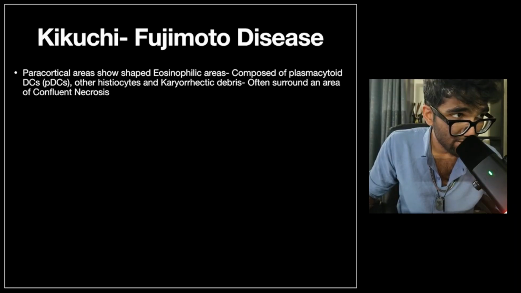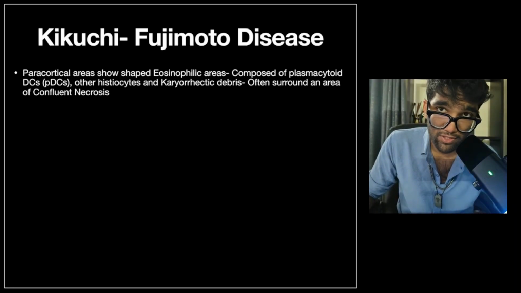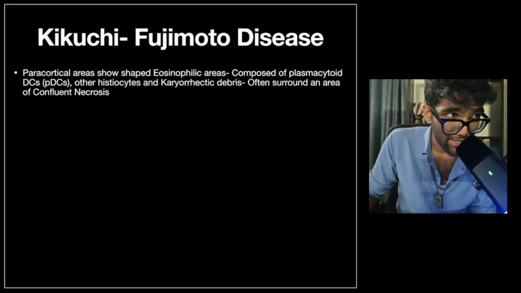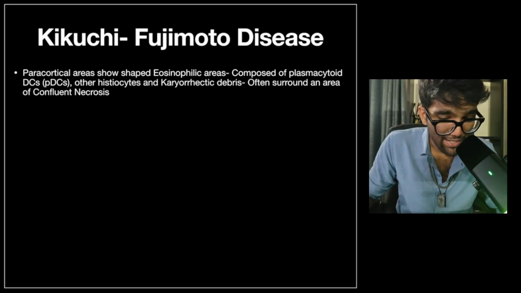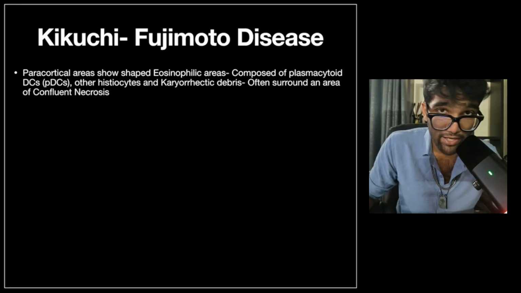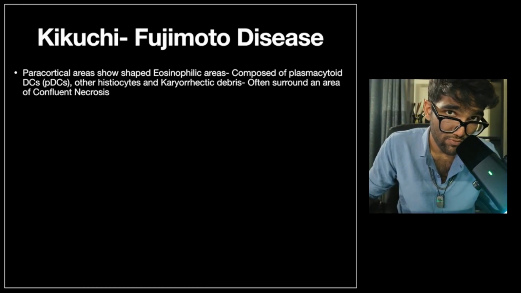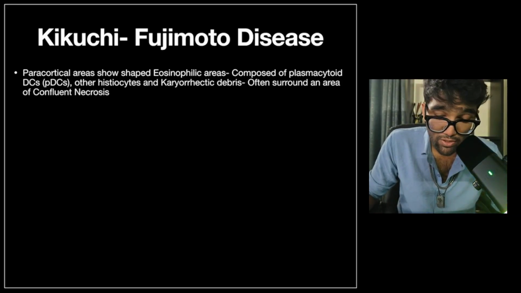Now, karyorrhectic, the word arises from two separate words. Karyo implying the nucleus, and rhectic meaning destroyed. So destruction of the nucleus would produce nuclear debris, which would be intensely basophilic. Often this surrounds an area of confluent necrosis. The reason for necrosis here is actually the type of interferon production and not due to loss of vascular supply or, per se, complement mediated necrosis.